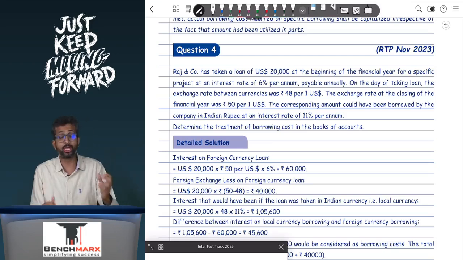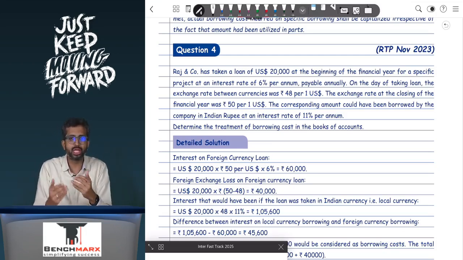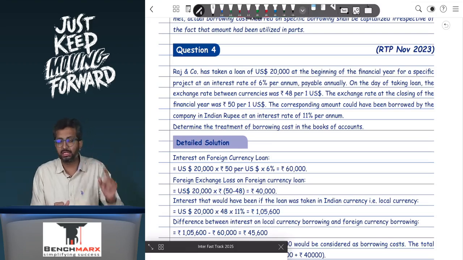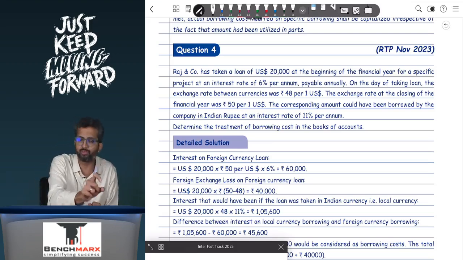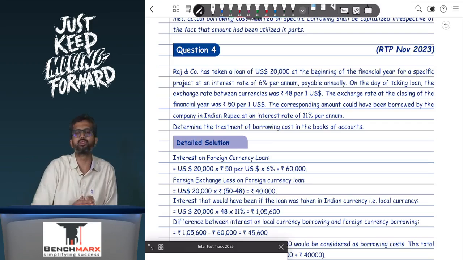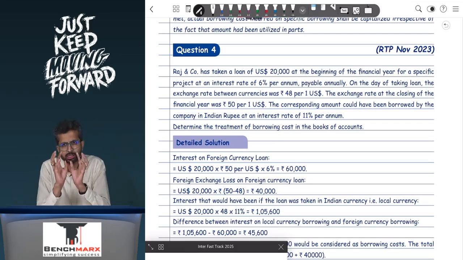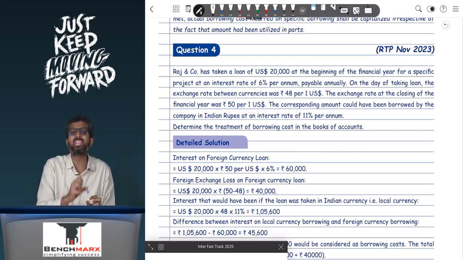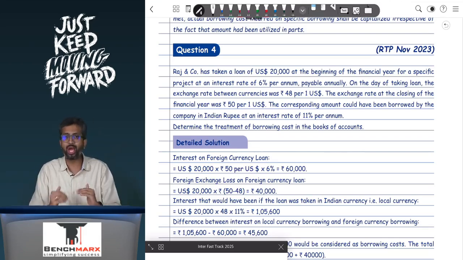So where are we going? AS16 believes that when there are, let us say, exchange differences, a part of these exchange differences are due to the interest adjustments. So what you save in the form of interest, you will compensate in the form of exchange rate, and hence some part of this exchange difference, AS16 says, would be hidden borrowing cost. Now how to find that is what we are going to discuss over here.